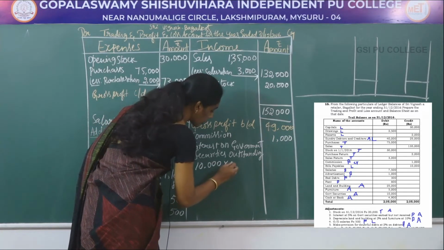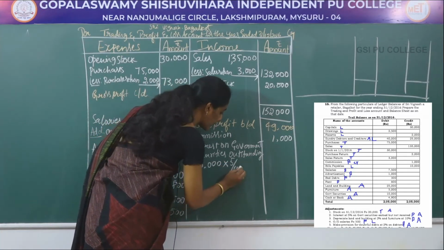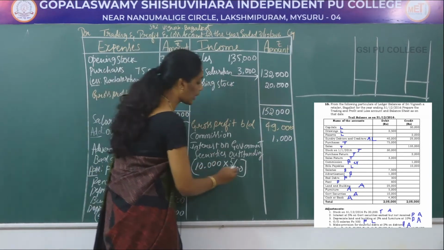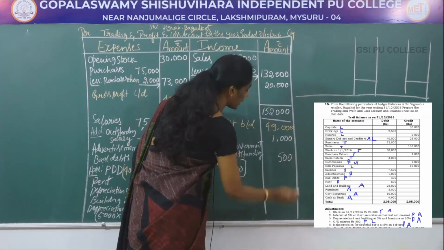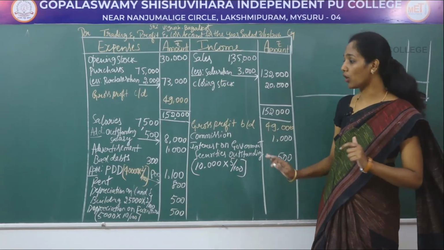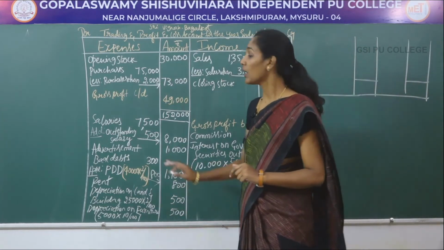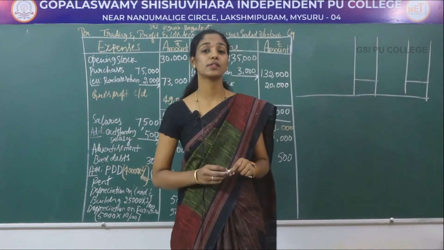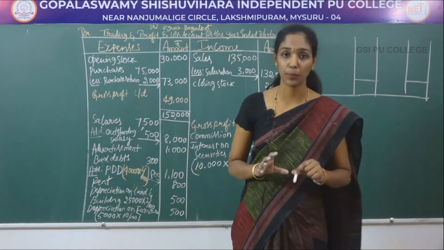What is the rate of interest on government securities? That is nothing but 5%. 10,000 into 5%, you will get 500 rupees. So now we have finished with all the items which belong to the profit and loss account. Now it is the time to find out the net profit.